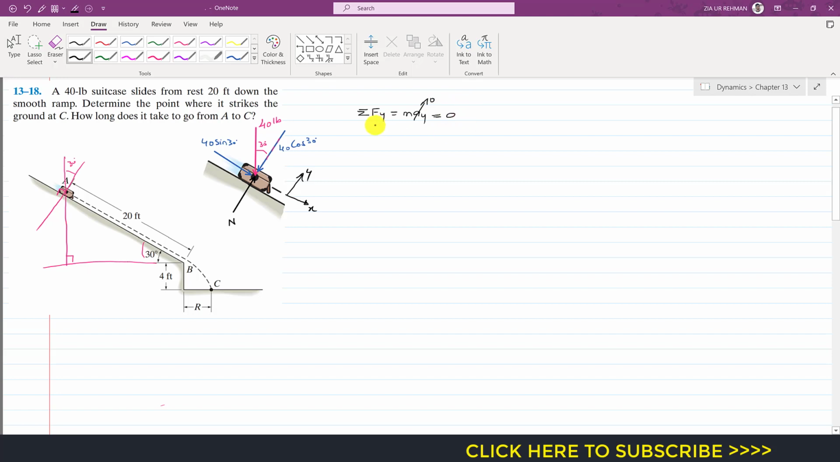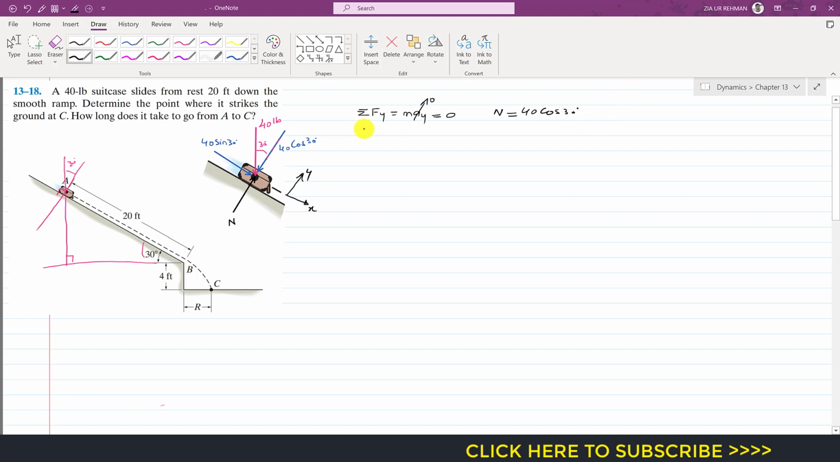Now if we apply the summation of forces along y, we can see that this N is acting in the positive y direction, and the cos component of the weight is acting in the negative y direction. So I have to write N minus 40 cos of 30 degrees, and this will be equal to 0. From this we can say that N is equal to the cos component of the weight.